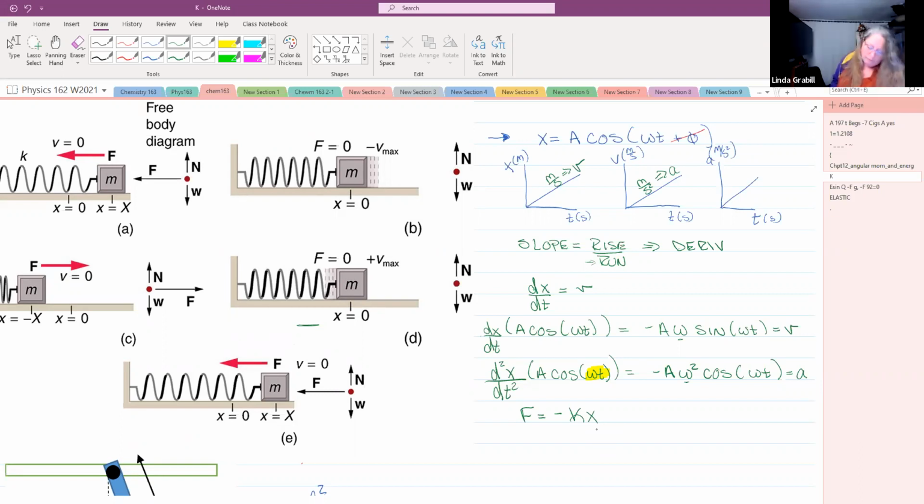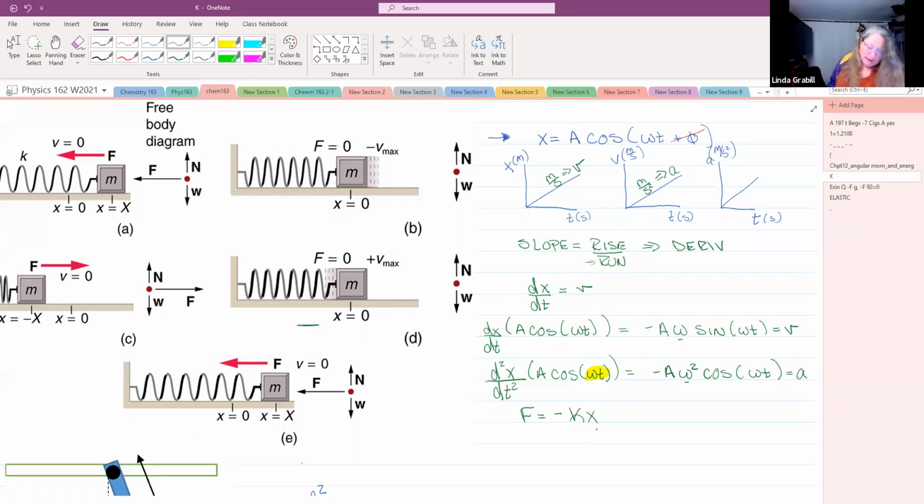Peter? For the mass oscillating back and forth on the spring, is there a net force there? There's a net force of 0. Is there? In the y direction, there's a net force of 0. In the x direction, there should be a non-zero net force. Good, good.